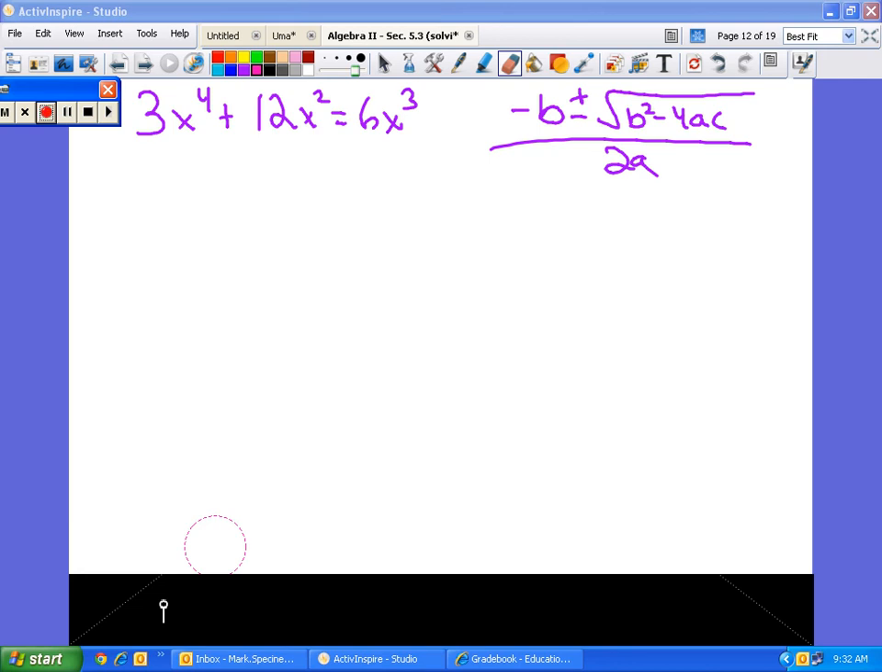Alright, so Wednesday, we went over how to solve a polynomial equation by factoring. Today we're going to talk about two other methods of solving polynomial equations by factoring. So it's all under the umbrella of solving equations by factoring.